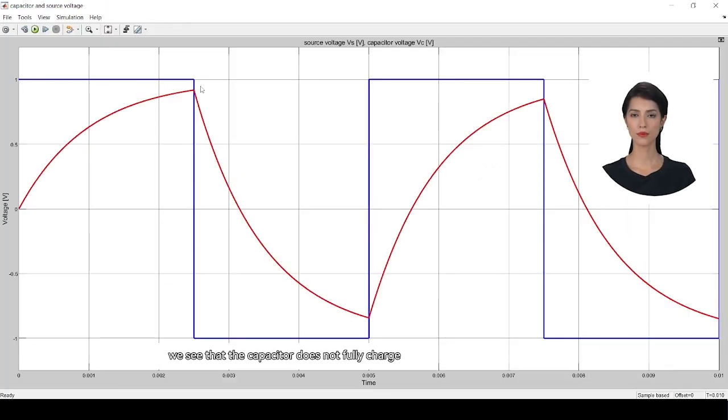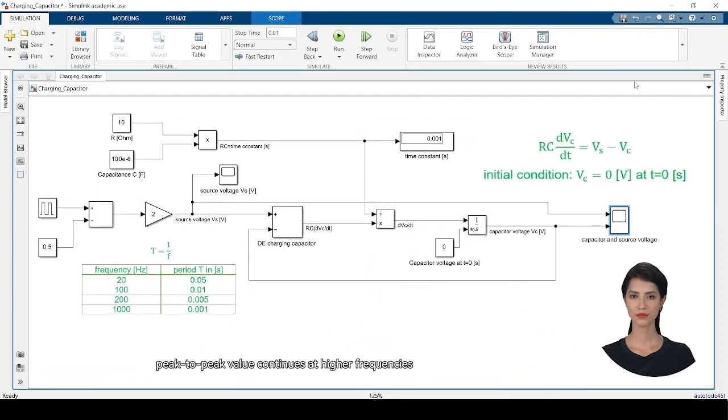For the first time, we see that the capacitor does not fully charge and does not reach 1 volt. Likewise, it doesn't reach -1 volt because it doesn't fully discharge. The pulse-shaped input signal is a bit too fast for the capacitor. Additionally, we notice that the peak-to-peak value of the capacitor voltage is smaller than that of the source voltage. We will see shortly that this trend of decreasing peak-to-peak value continues at higher frequencies.